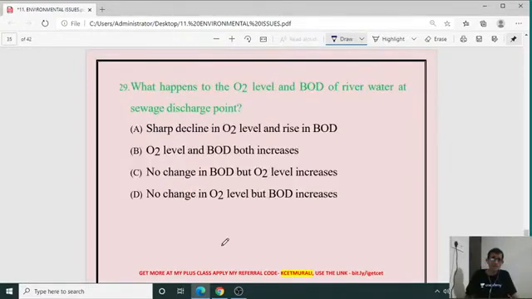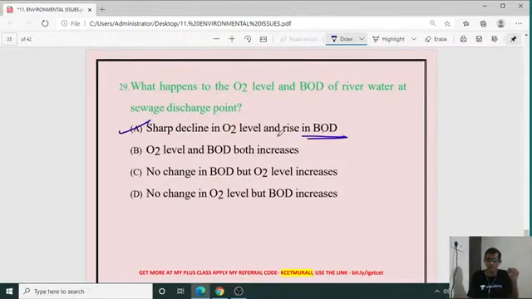Last two questions. What happens to the oxygen level and BOD, biological oxygen demand, of river water at the sewage discharge point? If sewage is added to the river in that locality, what about the oxygen level and BOD of the river water? So there is a sharp decline in oxygen level and a rise in BOD. Biological oxygen demand will increase.